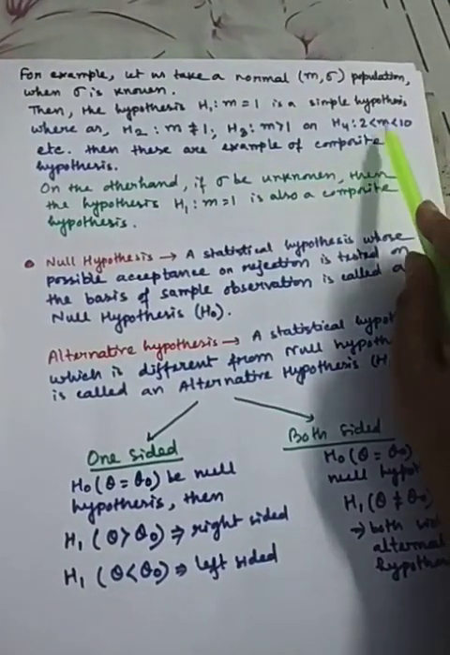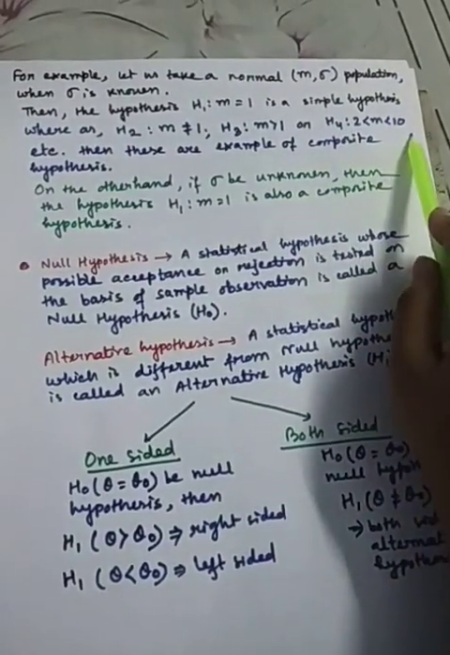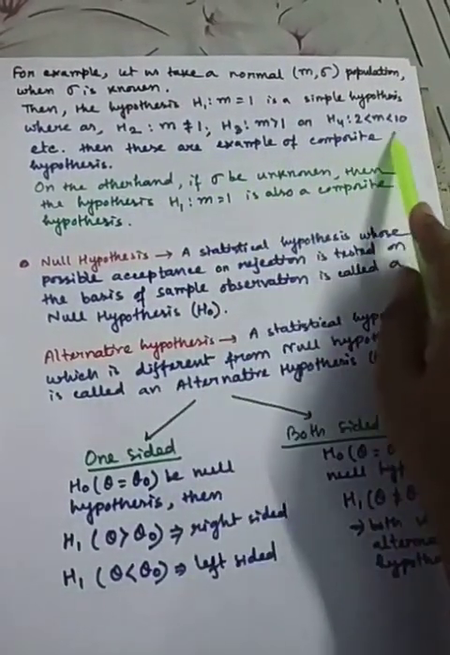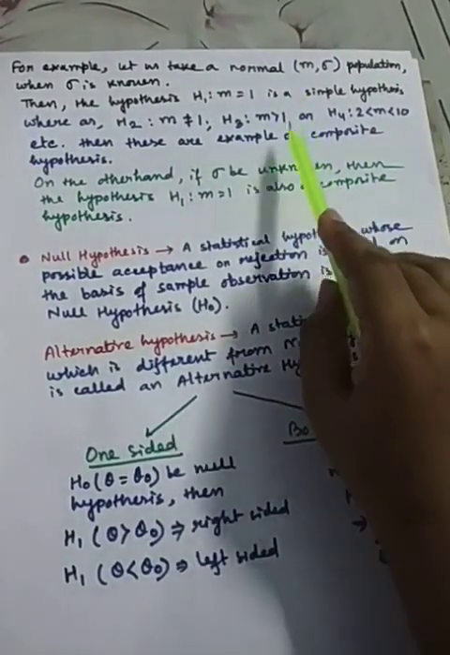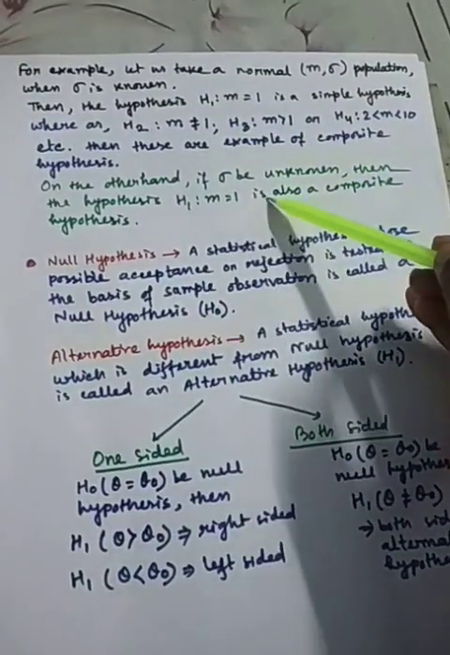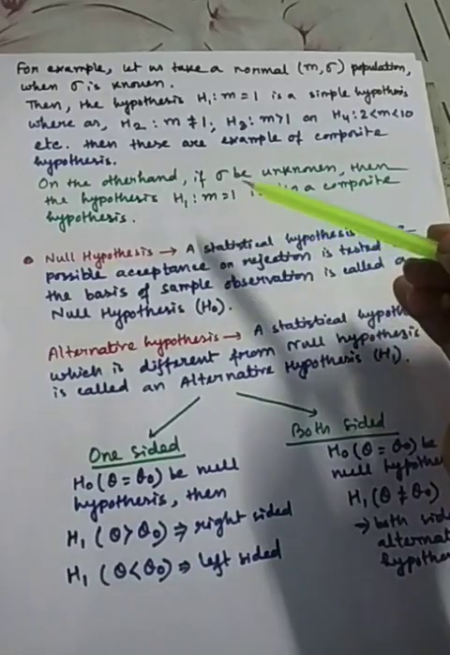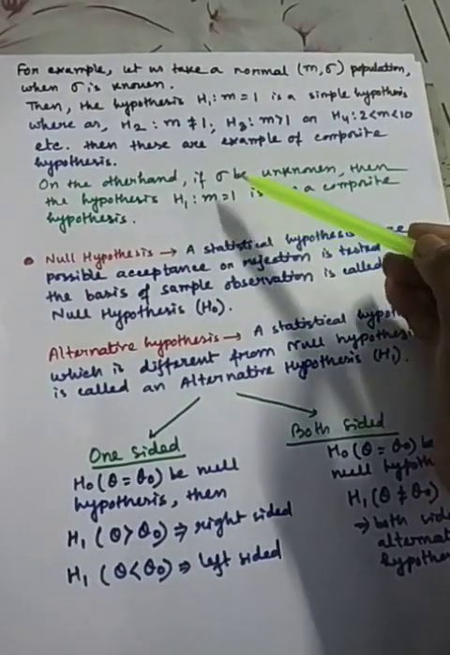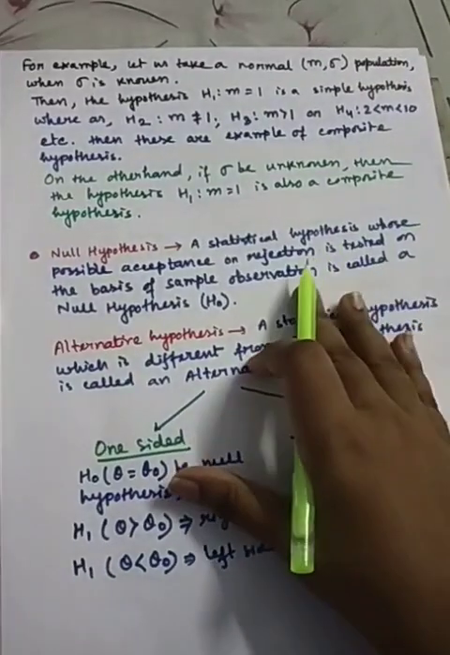Similarly, if we take the mean from 2 to 10, there are infinite numbers of real numbers between 2 to 10. So, for these three types of hypothesis, more than one value is assigned. So, it's a composite hypothesis. Similarly, when sigma is unknown, and if we take the hypothesis as mean equal to 1, then also it's a composite hypothesis because if sigma is unknown, sigma can take more than one value also.